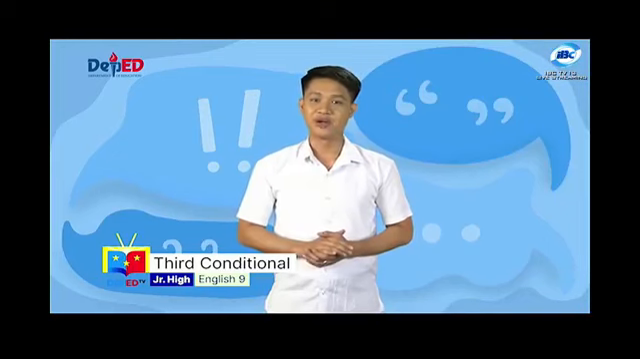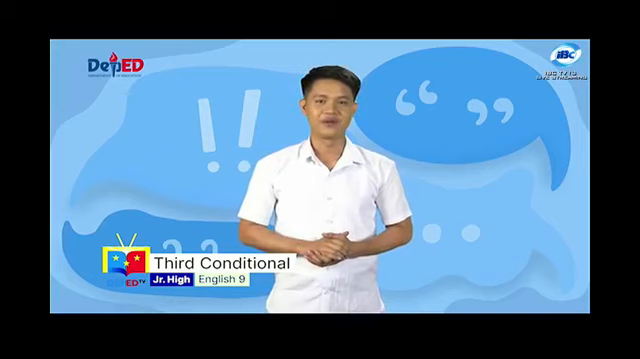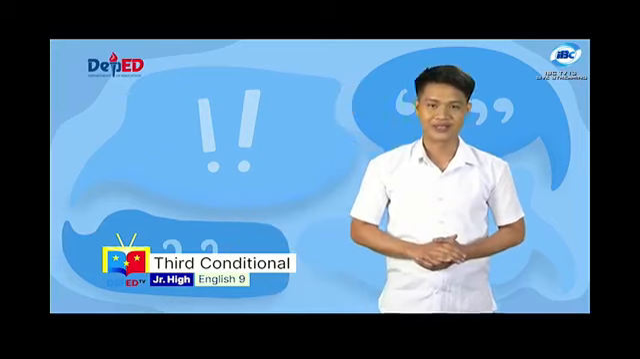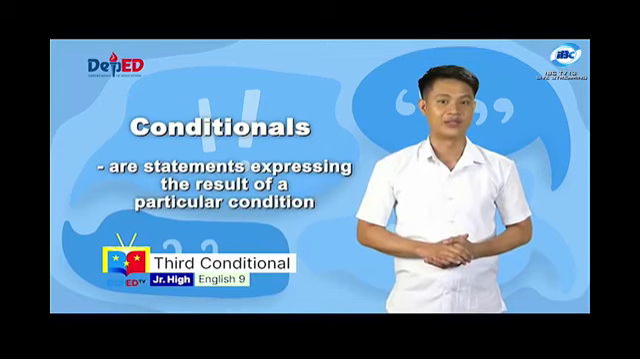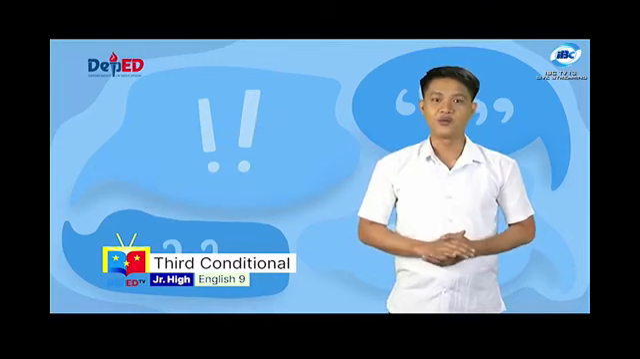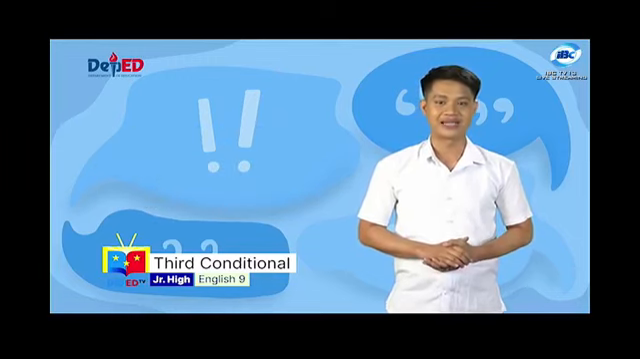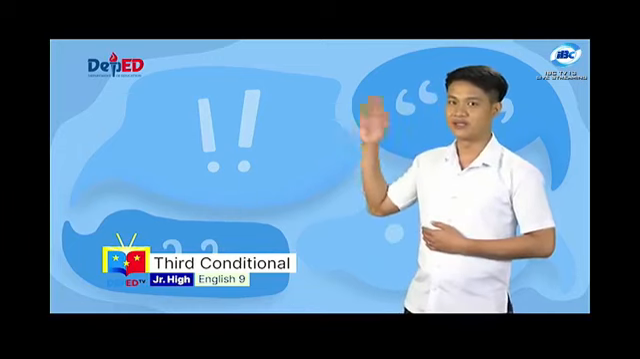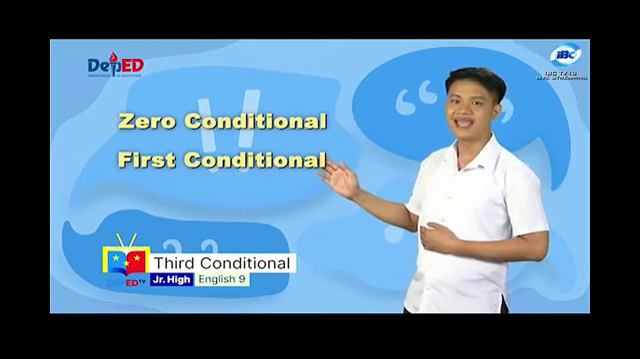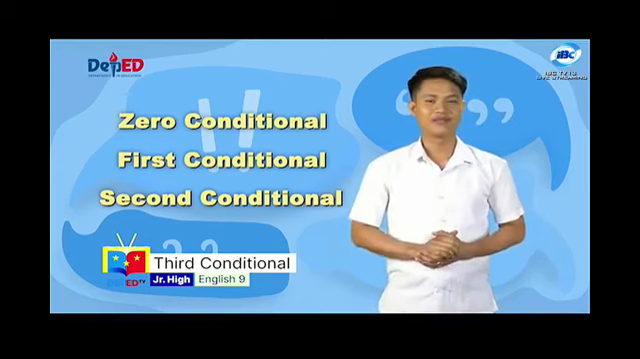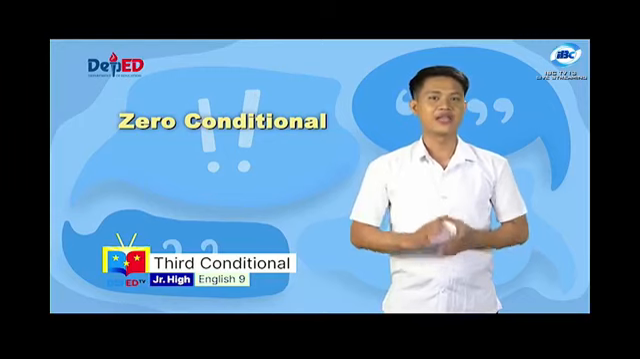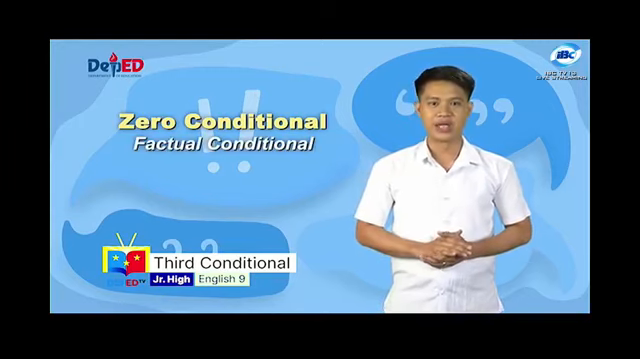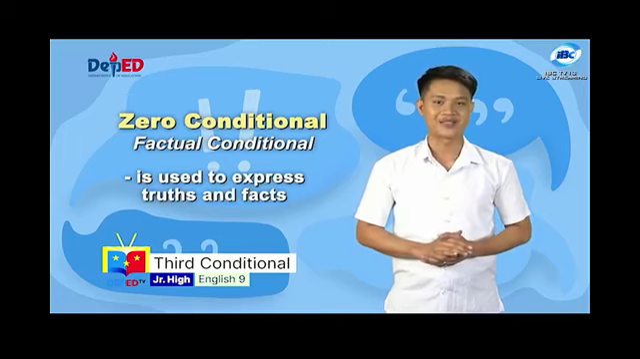Before that, as we always do, let's look back on what we've discussed in the previous episodes. We have talked about conditionals. These are statements expressing the result of a particular condition. So far, we have covered the first three conditional sentences. These are the zero, the first, and the second conditional. Can you remember what a zero conditional is? Correct! It is also called a factual conditional because it expresses truths and facts.